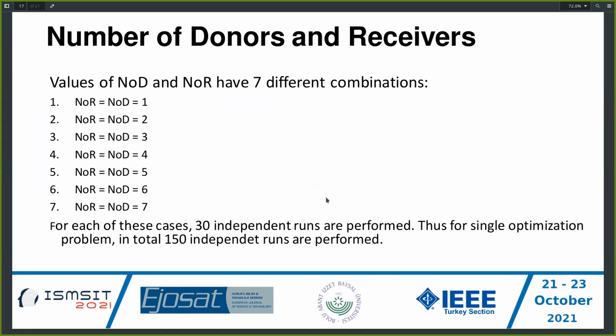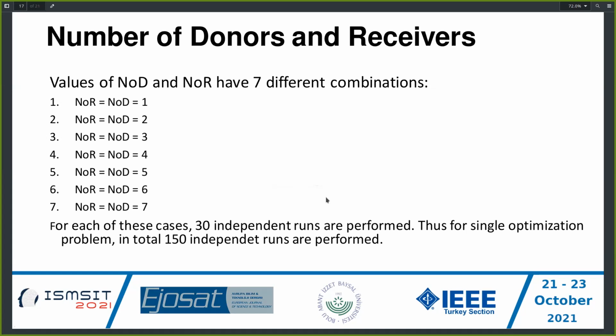Now, immune plasma algorithms can have configurations with different numbers of receivers and donors, and you can set the number of donors and receivers yourself. How many do you want to have? We tested 7 different combinations, where the number of donors and receivers goes from 1 to 7. For each of these cases, we run 30 independent runs for each optimization problem. In total, 150 independent runs are performed.